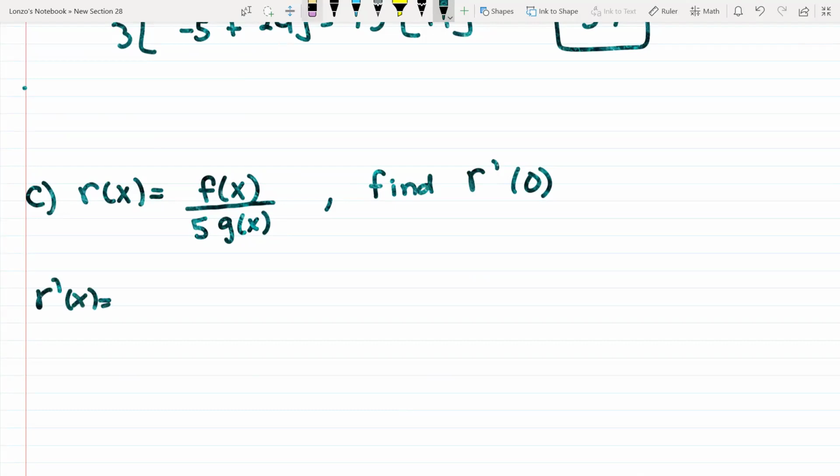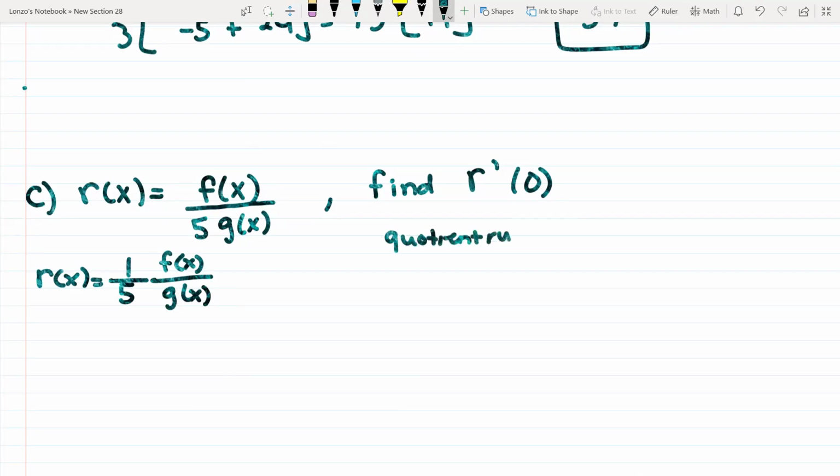Wait, actually, let's rewrite this as, to make it easier, R of X. This is equivalent to saying 1/5 of F of X over G of X, right? Okay, now we can take the derivative. So we will have to use the quotient rule. So the quotient rule is F prime of G minus G prime of F all over G squared.